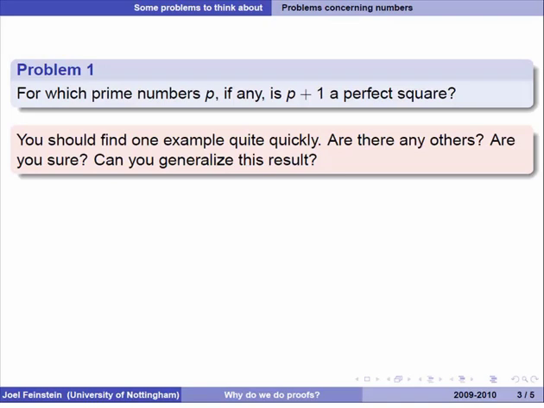Well, it won't take you long to find one example, and then you might try to find some others, and maybe you'll have a bit of difficulty, and then you might wonder if there are any others, and then if you think there aren't any others, you might want to try and prove that there aren't any others. So what I'm going to do is give you a few minutes to talk to each other. Think about this problem. You should quite quickly find one example, but the question is, are there any others, apart from the obvious example? And if not, can you prove it? And so I'll pause the recording there, and I'll give you a few minutes to think about it.